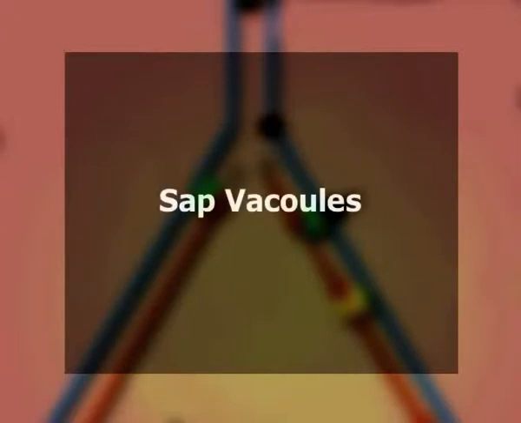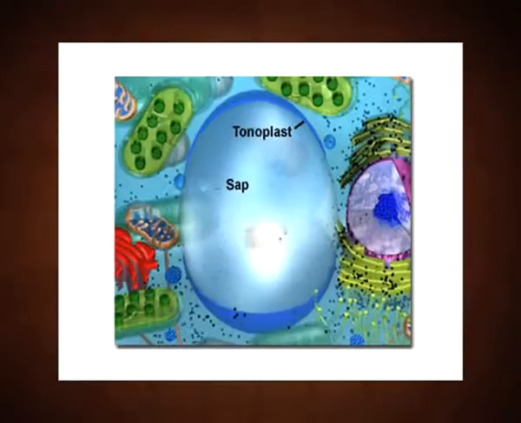Types of vacuoles. Depending on the contents and functions, vacuoles are of 4 types. Number 1, sap vacuoles. They are fluid-filled vacuoles or vesicles which are separated from the cytoplasm by a selectively permeable membrane called tonoplast.